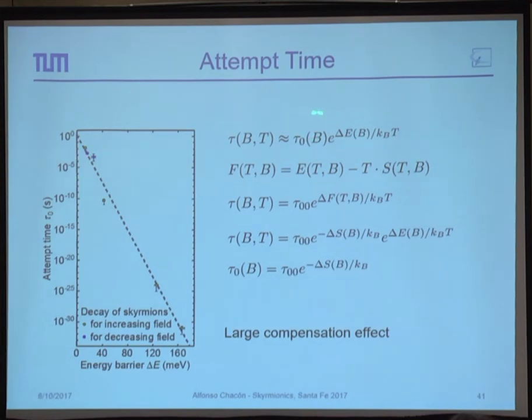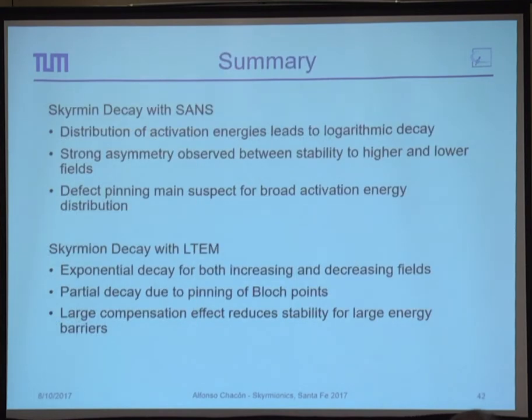Instead of just considering the energy barrier, we consider the free energy. This creep factor tau naught is connected with the entropy of the system, the entropy of the Skyrmion state with respect to a high excited state that determines the Skyrmion decay for any specific field. So we observe this large compensation effect, which leads to a decay rate of the Skyrmion even at very high energy barriers. And with that, I want to summarize my talk.